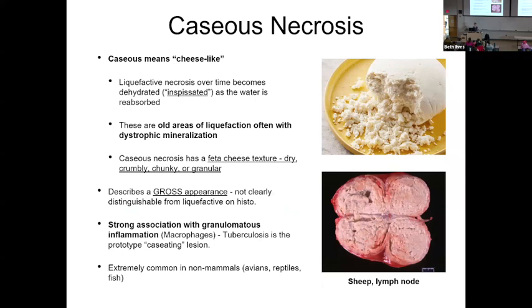Delicious. Caseous means cheesy. So caseous necrosis means cheese-like necrosis. So for all the pathologists that don't like delicatessen pathology, take it up with the textbook, because this is what we call this stuff. I didn't think it up. Cheesy necrosis. So this is usually an area that starts as liquefactive, but over time the body is going to reabsorb all the water out of it, and the pus is going to get crumbly and dry and cheesy. It's going to be like feta.